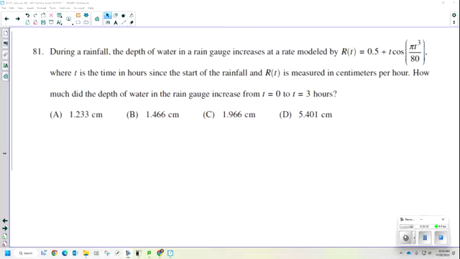81. During a rainfall, the depth of water in a rain gauge increases at a rate modeled by R of t. Keep in mind that R of t, once again, is a rate, where t is time in hours since the start of the rainfall, and R of t is measured in centimeters per hour. How much did the depth of the water in the rain gauge increase from 0 to 3?